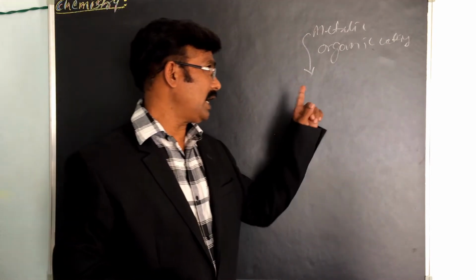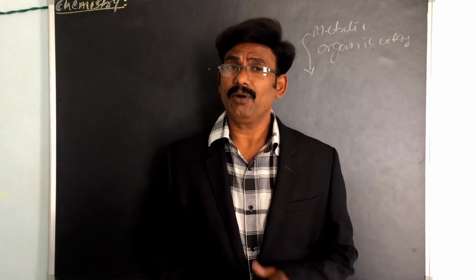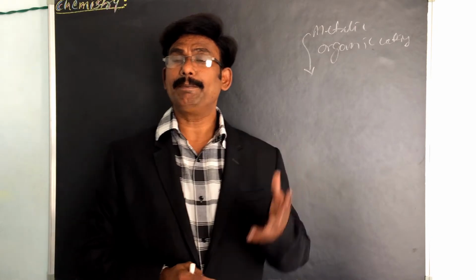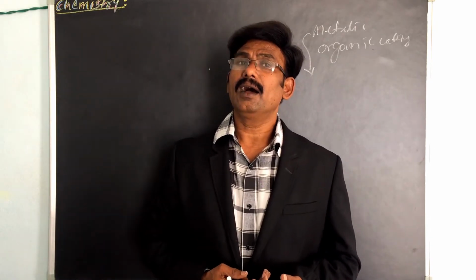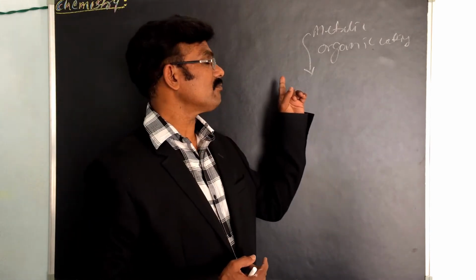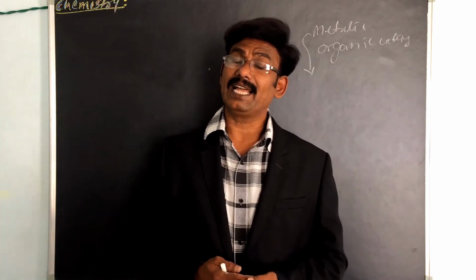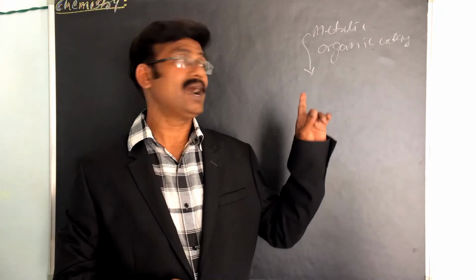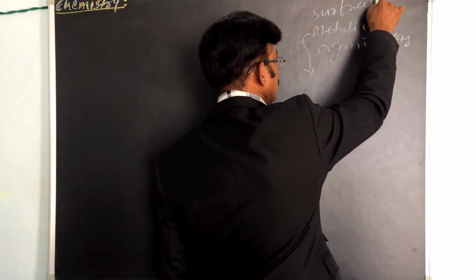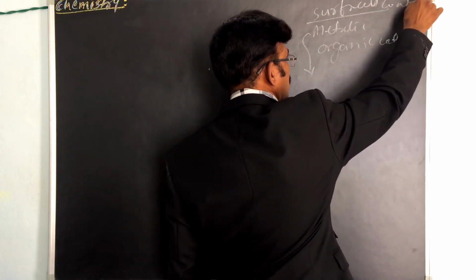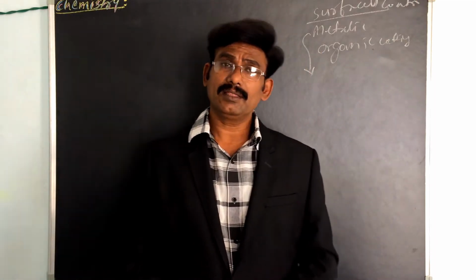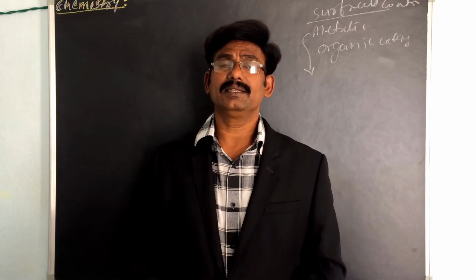So the metallic coating and organic coating are for what? They are corrosion control methods. The other two are the impressed current method and the sacrificial anodic method. Together with surface coating, these three are very important. In surface coating, we have metallic coating and organic coating, which we completely discussed in the last videos.